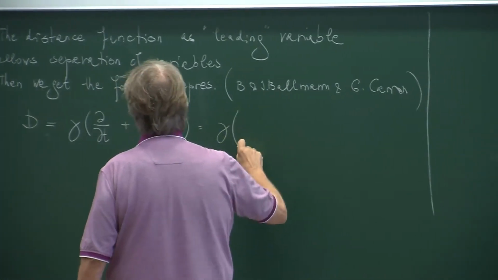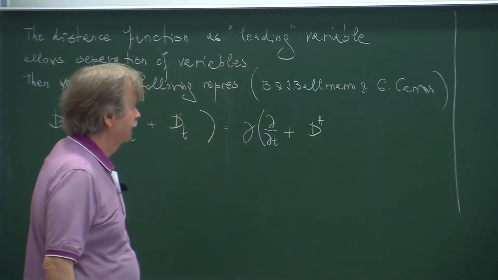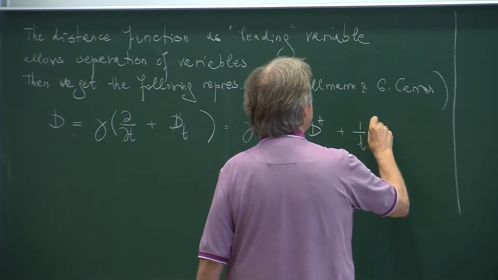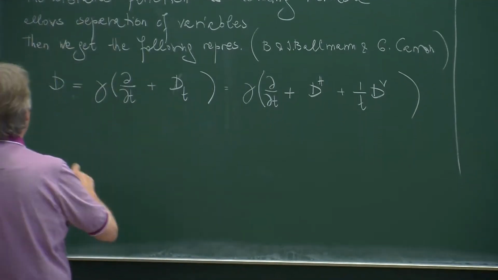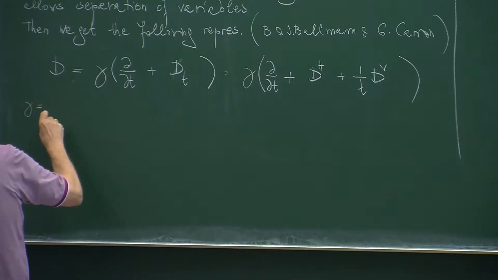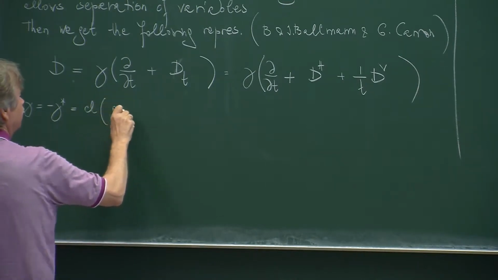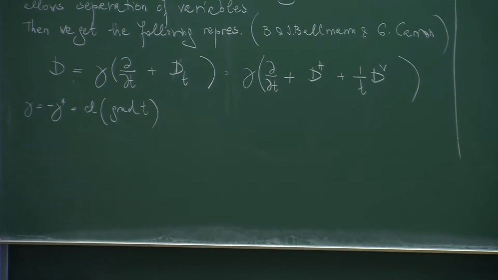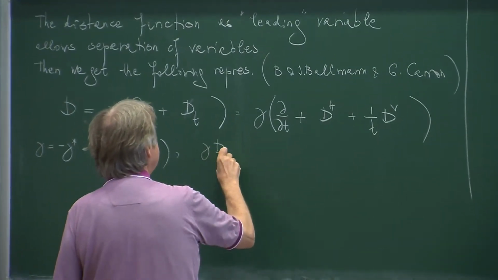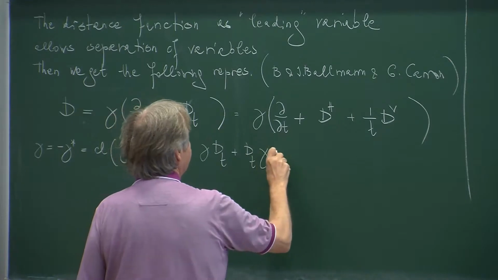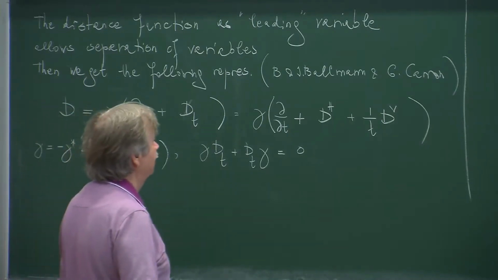And then you can write this actually as d over dt plus the horizontal operator plus 1 over t times the vertical operator. And there are certain rules here. We have seen this gamma already. It is equal to minus gamma star, and it's actually the Clifford multiplication by the gradient of the distance function. That is clear. And what is also important, gamma anti-commutes with this operator dt. This is not to be expected, but this is extremely important in many applications.